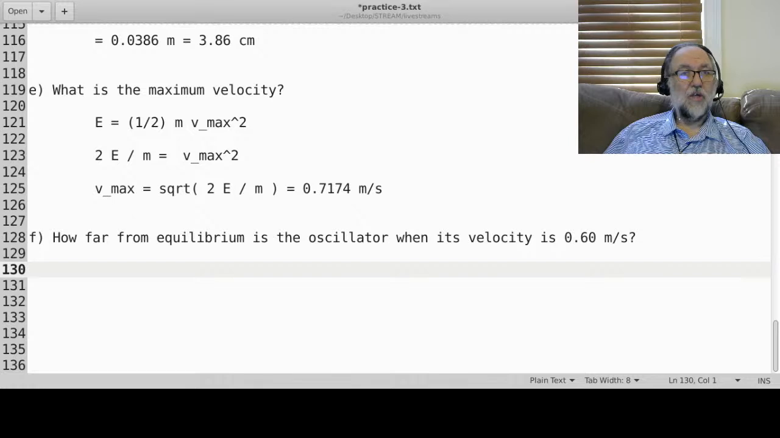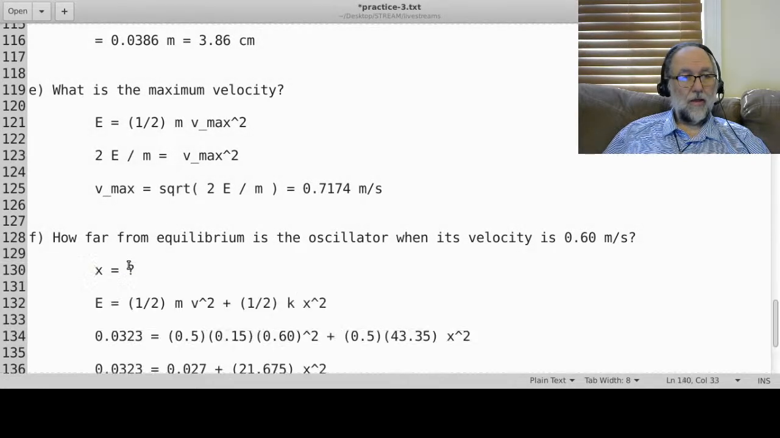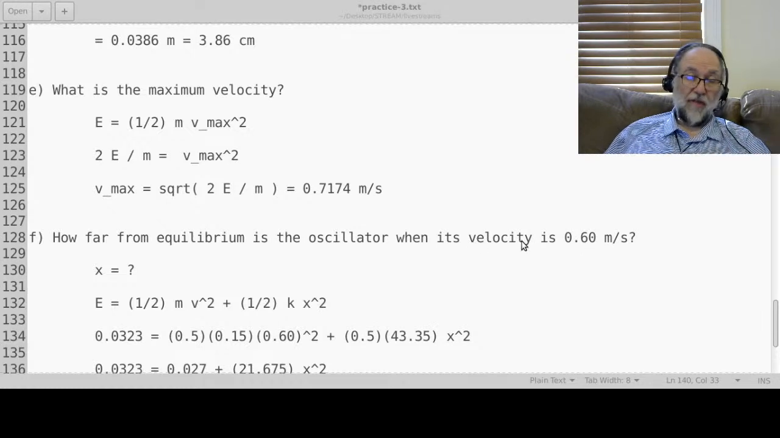Last question. So we'll finish on time. Last question is, how far from equilibrium? When you ask how far from equilibrium, that means you're looking for x. So how far from equilibrium is the oscillator when the velocity is 0.6 meters per second? Now I give you a v and I expect you to find an x. And remember, if you have the energy at one point, it's the energy everywhere.